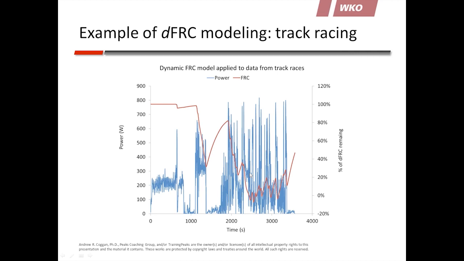If you've ever looked at power meter files, it's pretty easy to tell when somebody's in a solo break, because all of a sudden their power becomes much steadier, like in a TT. And her FRC is dropping, but she can't sustain the breakaway. Notice that we're down around 0% here, maybe even a little bit below, right? We're down around empty. The gas gauge is saying zero. And at this point, she's caught.